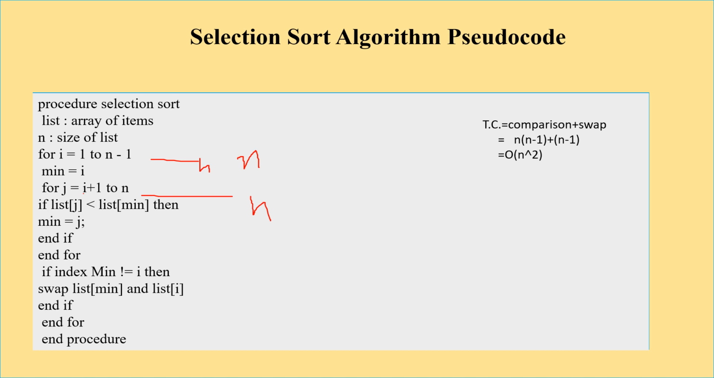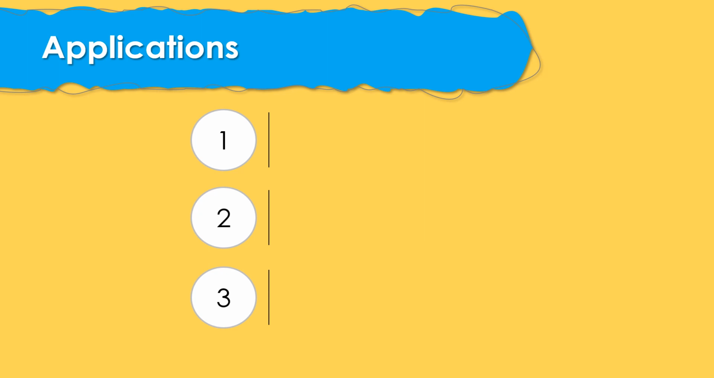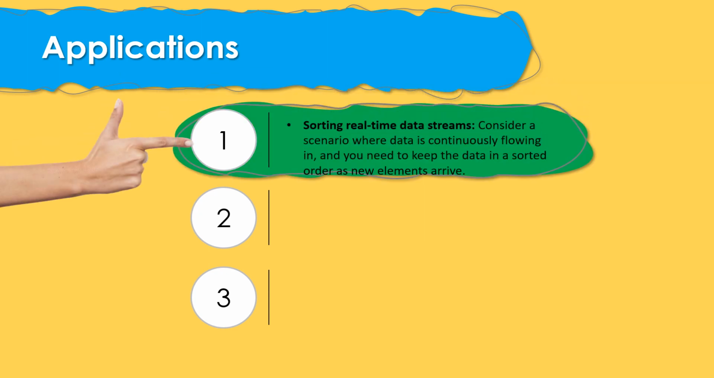Now we are moving towards the applications of selection sort. What are they? First, real time: it can sort a real-time data stream. When data is continuously flowing, you need to keep the data in sorted order whenever a new element comes. In this way, this algorithm works in real time.